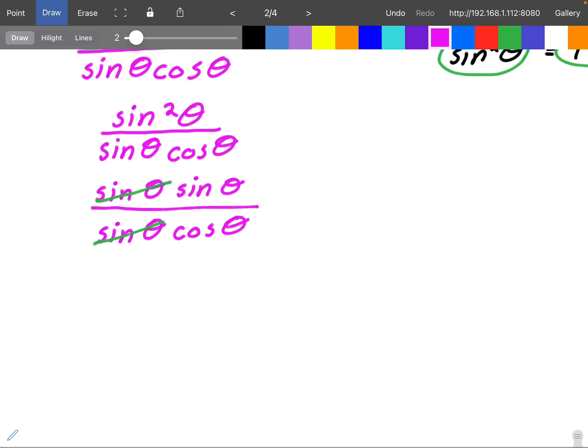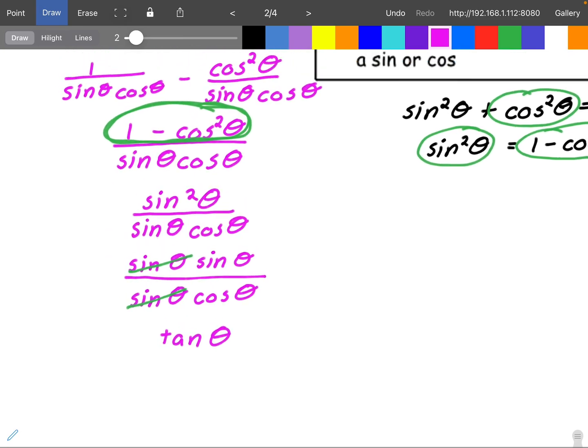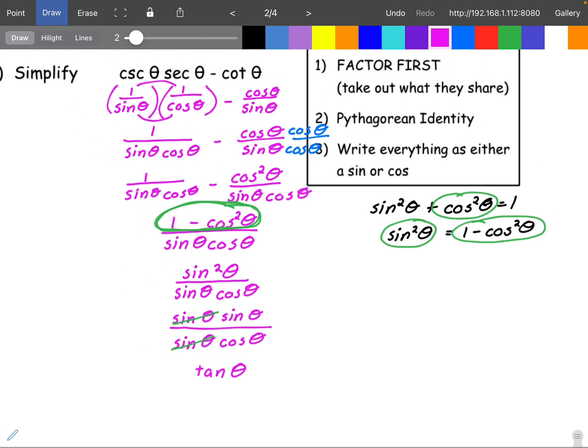And then that happens to be one of my ratio or quotient identities. So sine over cosine is the same thing as tangent. So this simplifies to just tangent theta. So we do all of that and we simplify as much as we possibly can. Now, I've got it much more broken down here than I do on my notes on Canvas, but hopefully that kind of helps you understand where everything has come from.